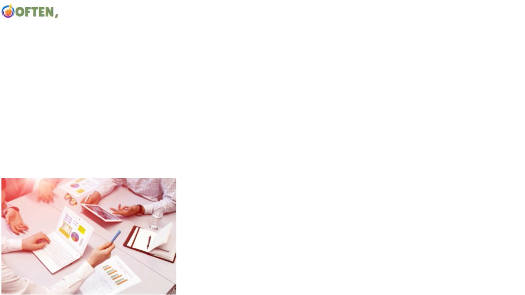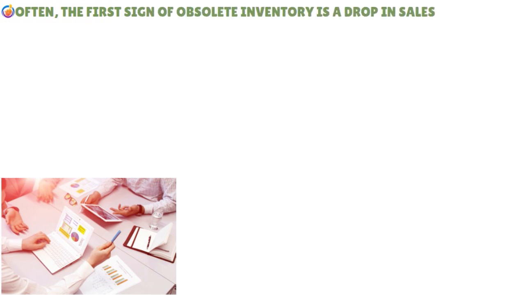Often the first sign of obsolete inventory is a drop in sales. For instance, if winter jackets are not selling well throughout the peak season, it's a strong indication that they might become obsolete. To catch this early, you want to use your inventory management software to track product sales over time, specifically targeting items with consistently low or declining sales.